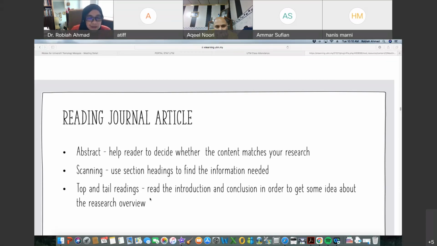Top and tail reading. This also helps when you have so much information. Now that you download, later this evening, download a lot. If you feel this is relevant, you look at the topic, this is relevant, and then you download. So you have so many papers. Sometimes top and tail reading is really helpful to identify whether this one really suits you. Top and tail reading: read the introduction and conclusion to get some ideas. Introduction, why? Because the introduction is actually leading us to the research development.